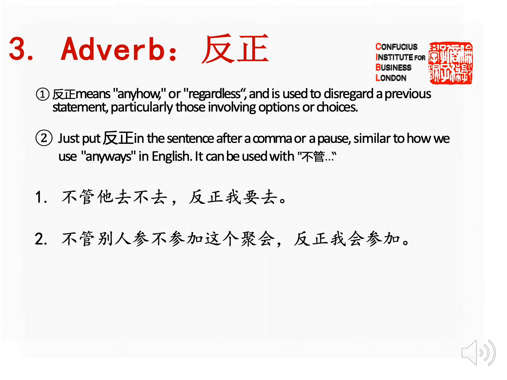For example, 不管他去不去，反正我要去. So it comes with the options 去 or 不去. But anyway, 我要去. 不管别人参不参加这个聚会，反正我会参加. So also two options. Other people attending or not. Anyway, I will go.